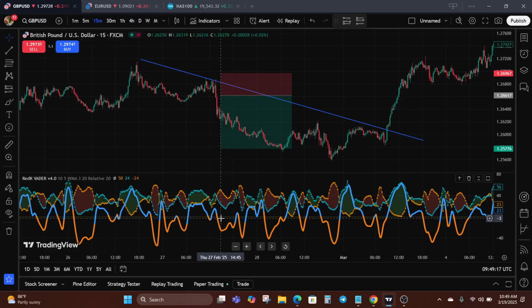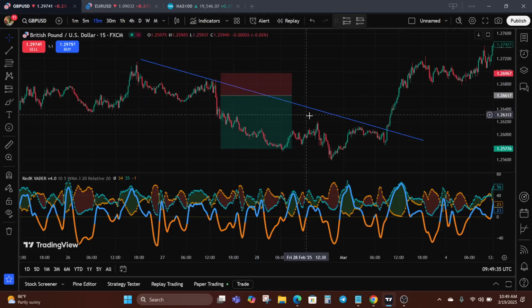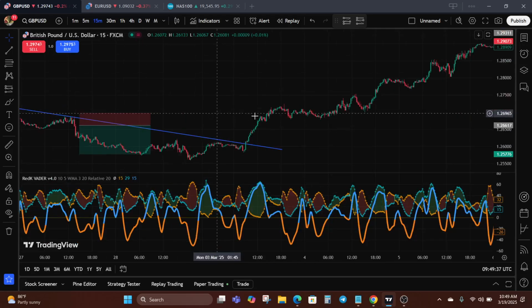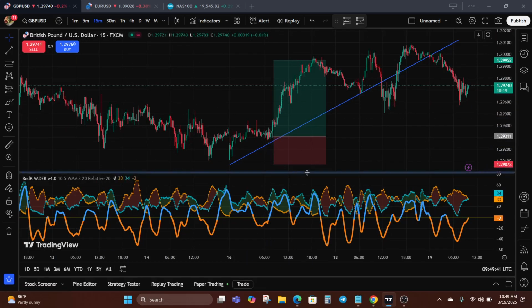So basically, once you have seen those signals, you have gotten your confirmation, you can go ahead to enter your trade, set your stop loss at an appropriate level. Your stop loss for a sell should be above the previous swing high, and your stop loss for a buy should be below the previous swing low. It's quite easy, quite straightforward.